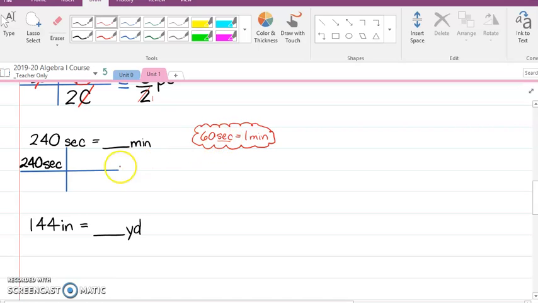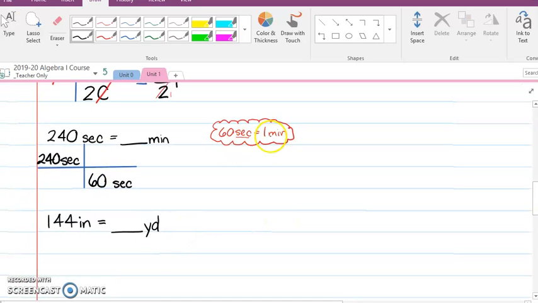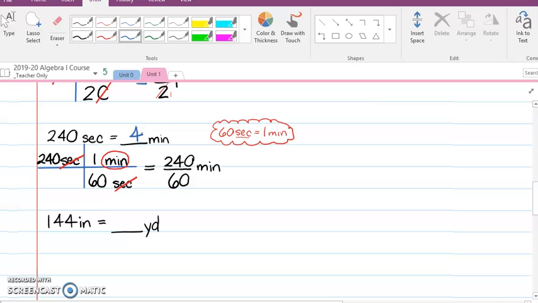Again, I want my seconds to go on the bottom so that they cancel out because I have seconds on the top right here. How many seconds? 60. And on top, 1 minute. The seconds cancel. I'm left with minutes, which is my goal unit. Now I just need to do the math. 240 times 1 is 240. And on the bottom, 60 seconds. When I reduce this, I end up with 4 minutes.